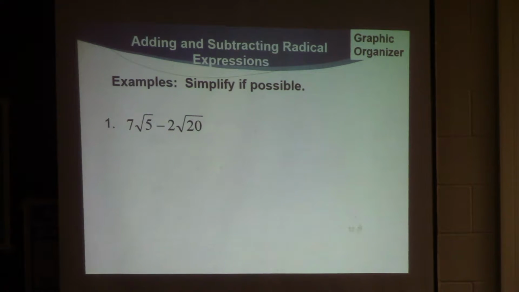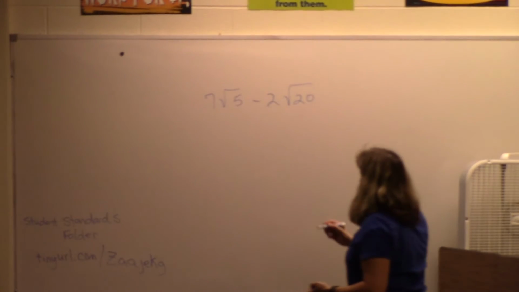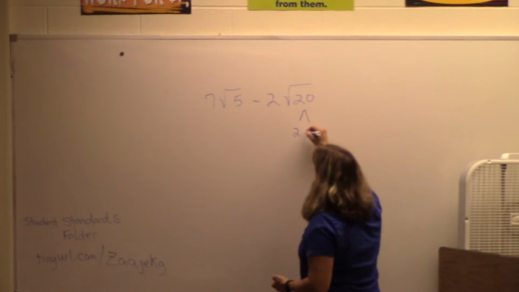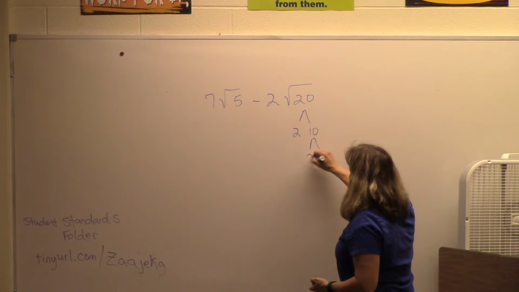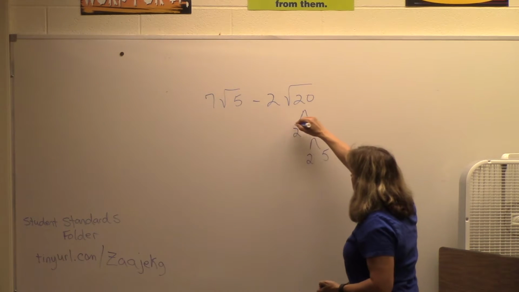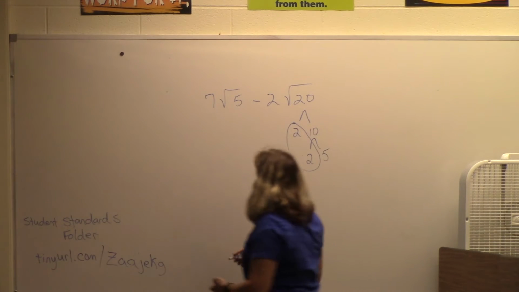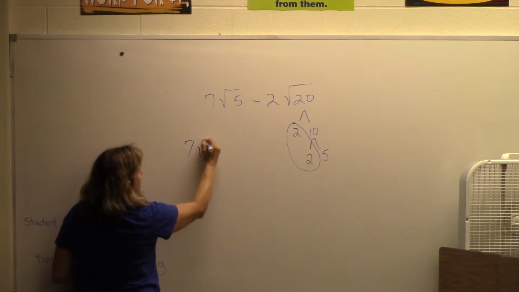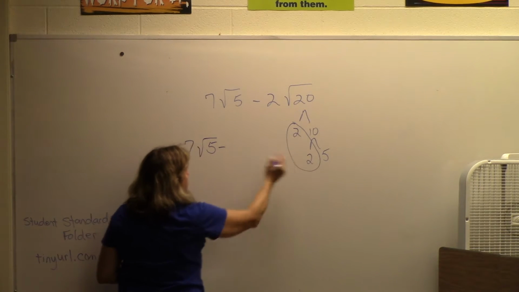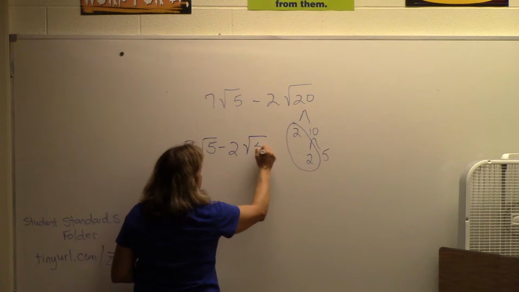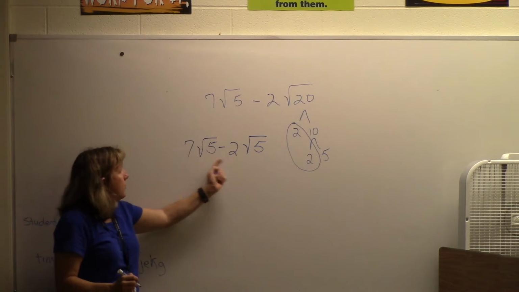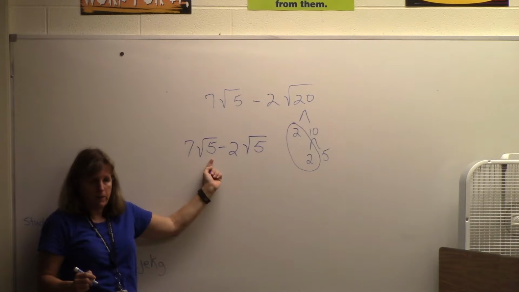radical 20. Okay, so do my indexes, these little numbers up here, match? Yes, because they're 2's. All right, now do my radicands match? No. Okay, but 20 is a number that I know will break down. So let's see if we can break down 20. That's 2 and 10. 2 and 5, 5's prime. So I've got a group of 2 here. So I'm going to rewrite this as 7 radical 5 minus, I've got this group of 2 radical 5. Now, do my radicands match? Yeah, I just made them match.